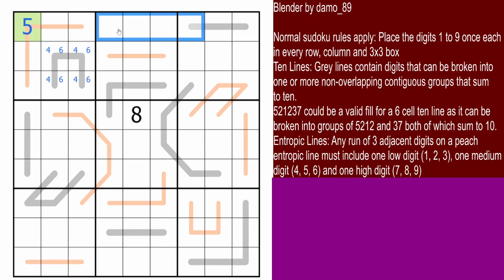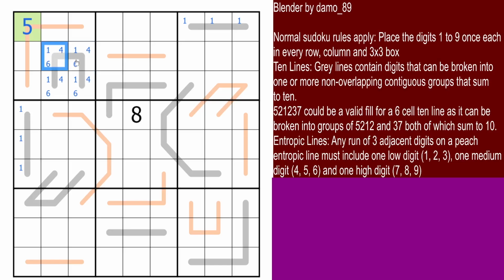So that means both of these must have 1, because the only other combination for a 3-cell 10 sum which does not contain 1 is 2, 3, 5. But because 5 is looking at both of these, 2, 3, 5 is not possible, and that means both of these must contain 1. And that means 1 is not here, 1 is not here, 1 must be here, right?